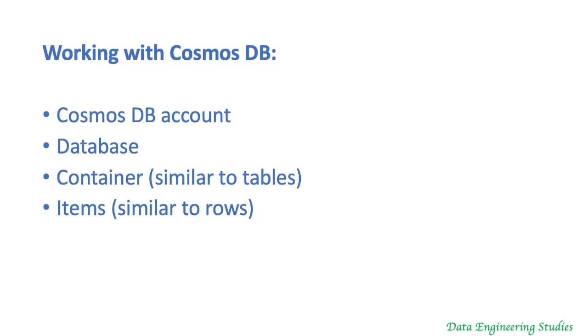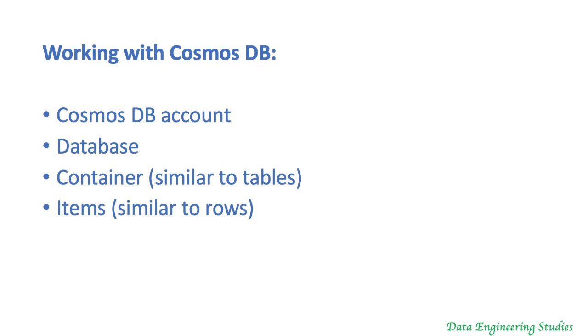If you are working with a Cosmos DB, you need to have a Cosmos DB account. In a Cosmos DB account, we can have multiple databases. A database can have multiple containers. A container is where the data actually resides. It is similar to tables in relational database. A container can have multiple items, which is similar to rows in relational database. The data will be stored in JSON format.